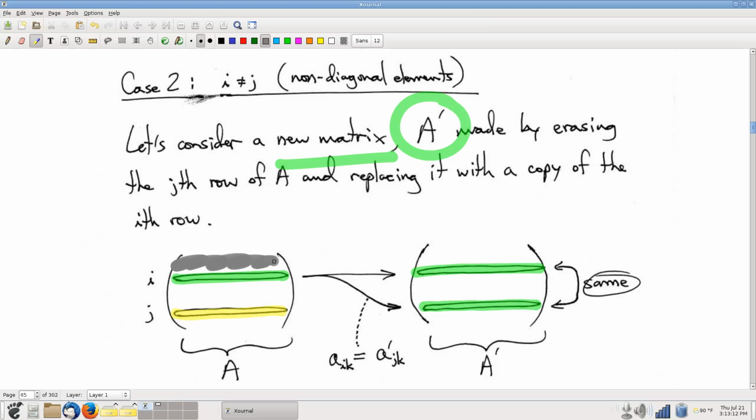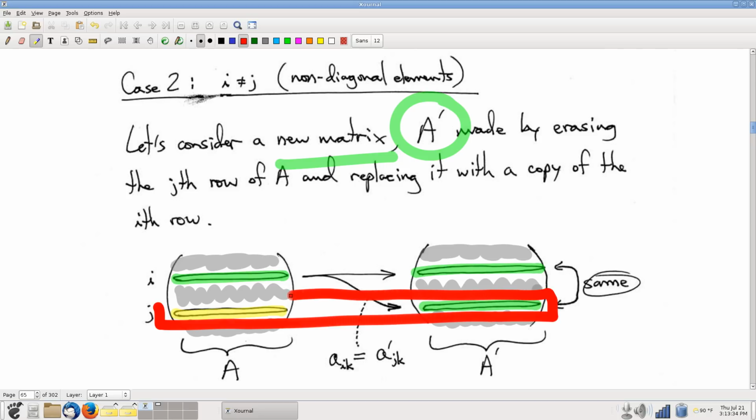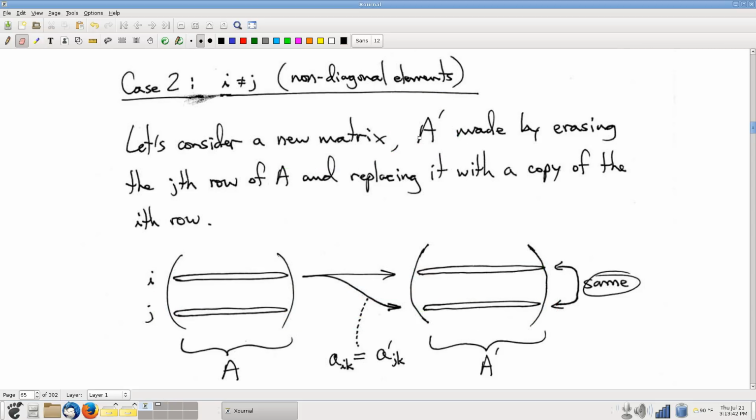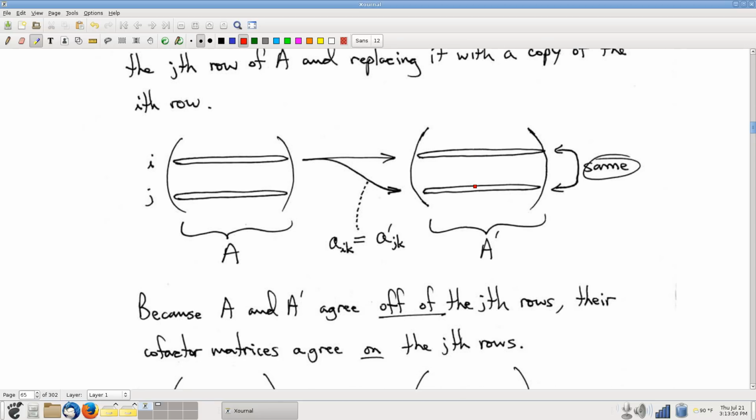So all of this up here stays what it was. All of that stays. And all of this stays. Okay, so the only difference between these two matrices, A and A prime, is in what's in the jth row. Everything else is the same. Not at all clear at the moment why we're interested in this matrix A prime. Nevertheless, we're going to proceed.